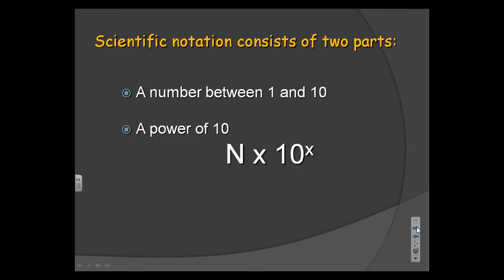The way scientific notation should be written is that it is a number between 1 and 10, and then you have a power of 10. So n is your number, and that number needs to be between 1 and 10. It shouldn't be less than 1, and it can't be more than 10. And then it's times 10, and then you're going to raise that 10 to some power. And that power has to deal with how many places you move the decimal.